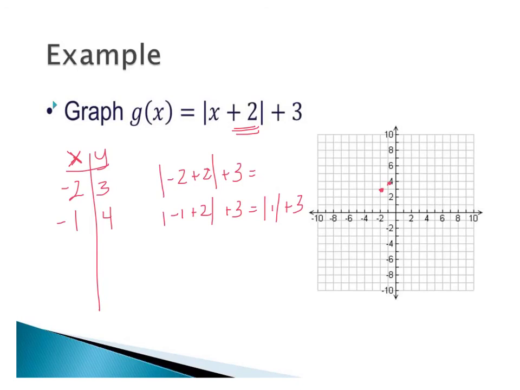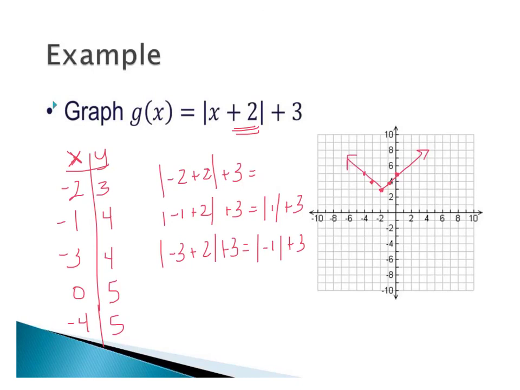So what if we try negative 3? Negative 3 plus 2 plus 3. That's the absolute value of negative 1 plus 3, which is 4, because the absolute value of negative 1 is positive 1. There's my turning point. Go ahead and do one more on either side. Do 0 and negative 4. So if we put in 0, we're going to get 5. If we put in negative 4, we're going to get the absolute value of negative 2, which is 2, plus 3 is 5. Yes, they should be symmetric. There we go. All right.